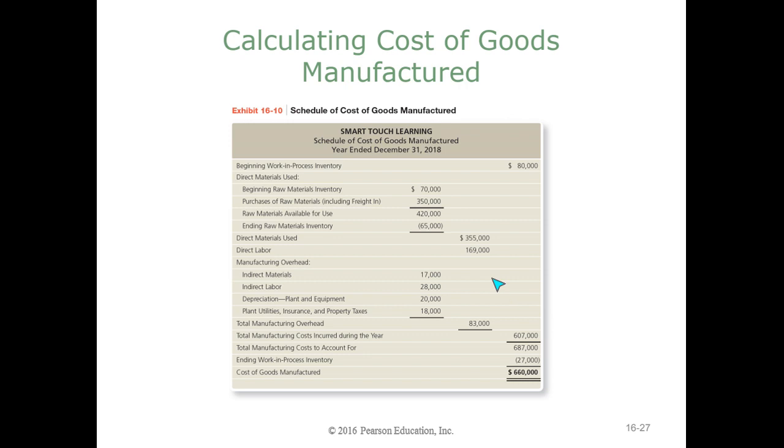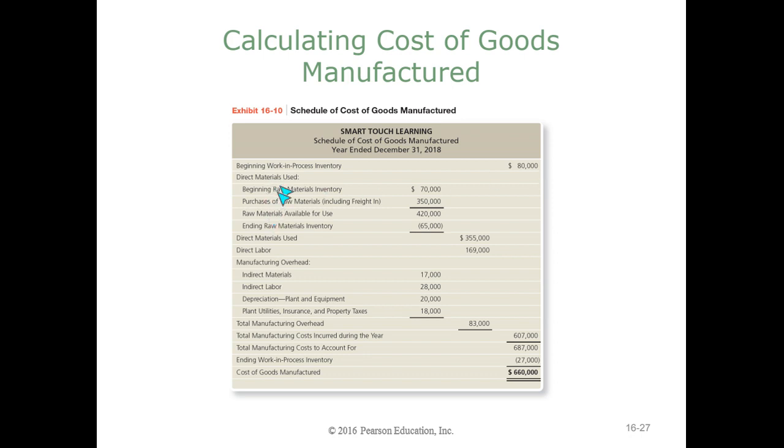This is the same thing. This is just showing us the calculation of cost of goods manufactured. So this is our schedule of cost of goods manufactured. So we've just broken this out even more for cost of goods sold. We're going to start with our beginning work in process inventory. We started with 80,000.